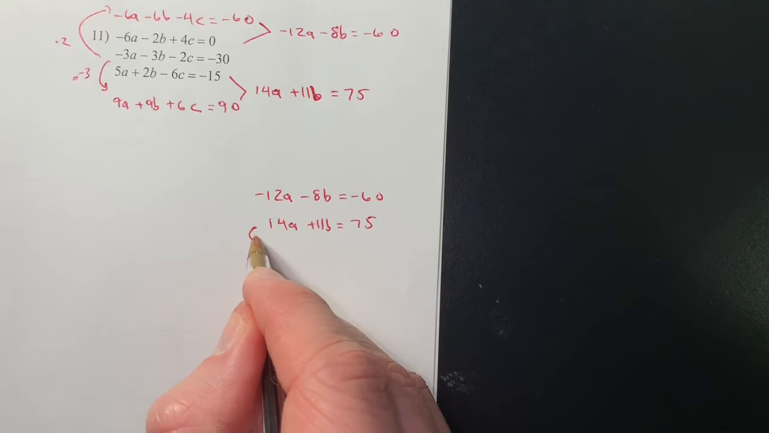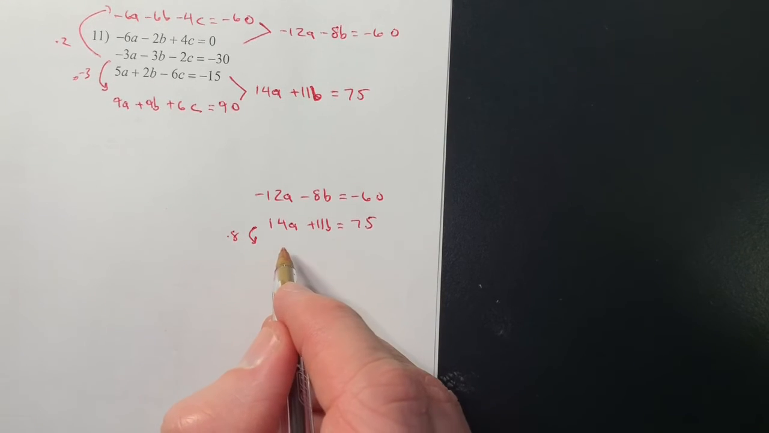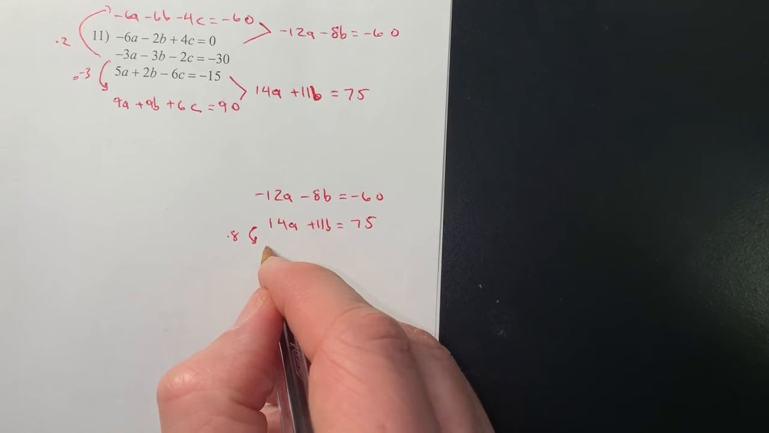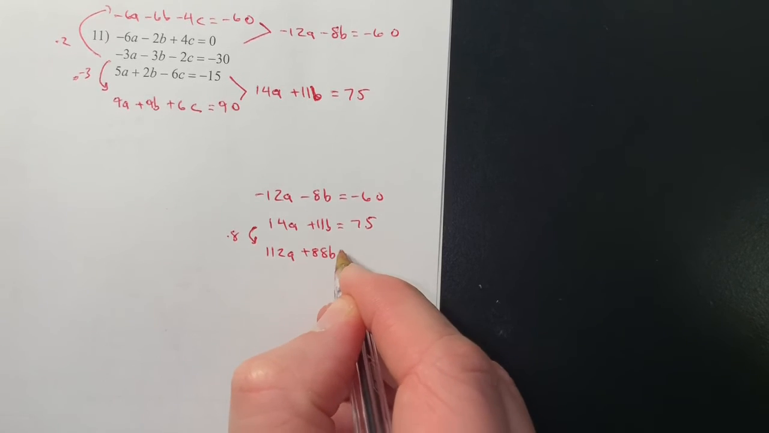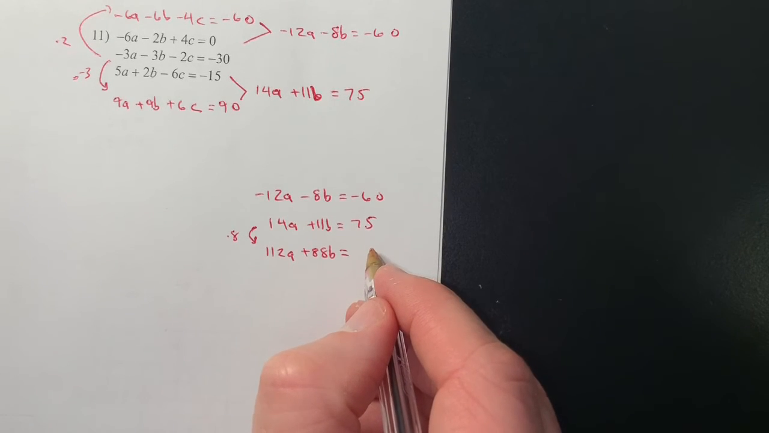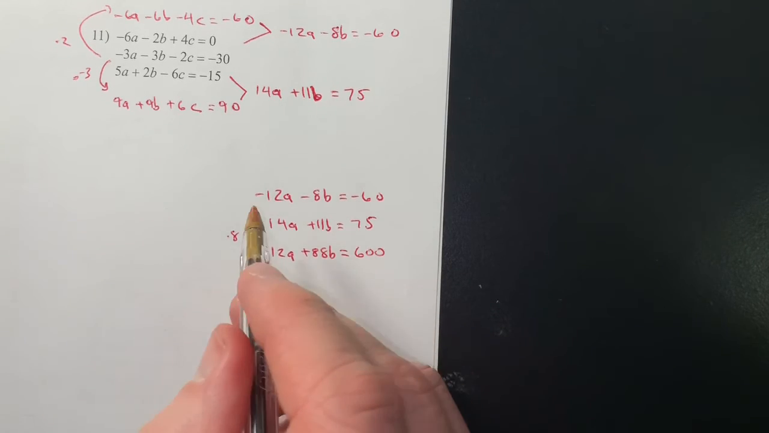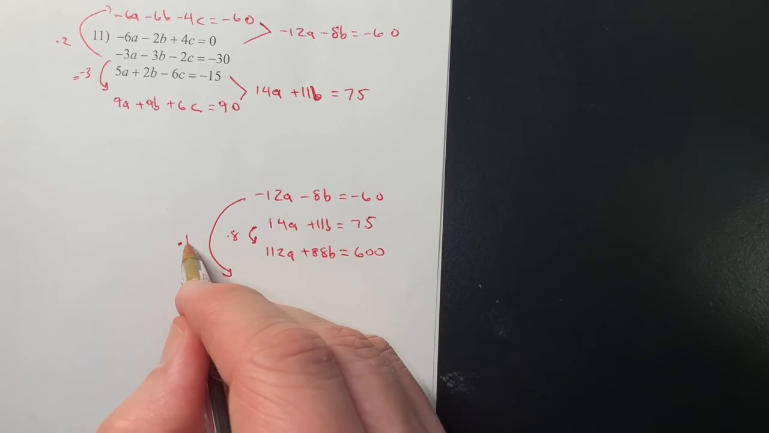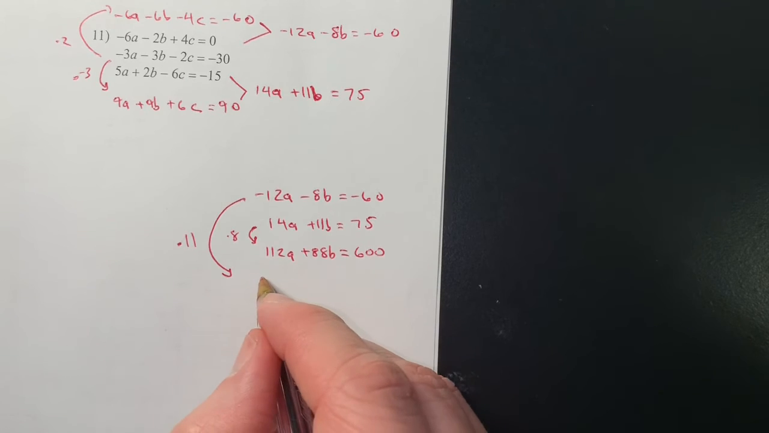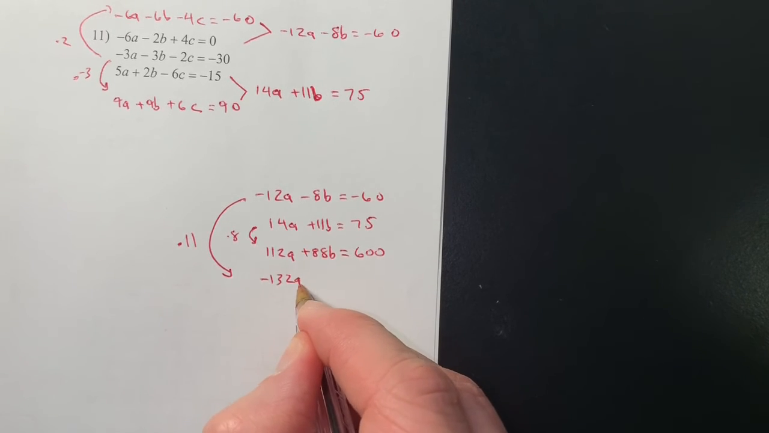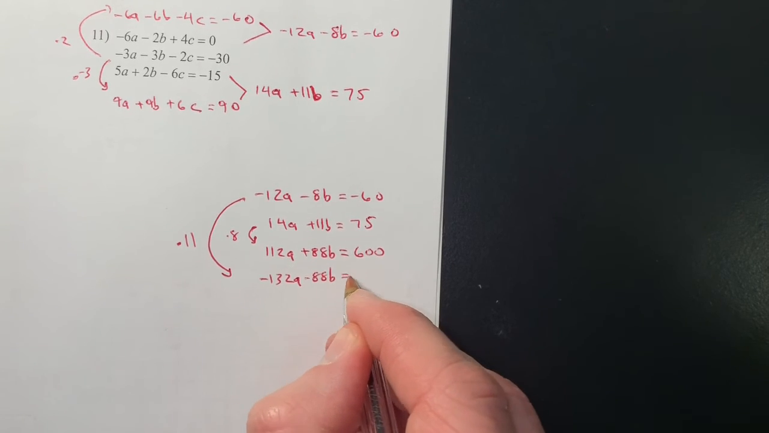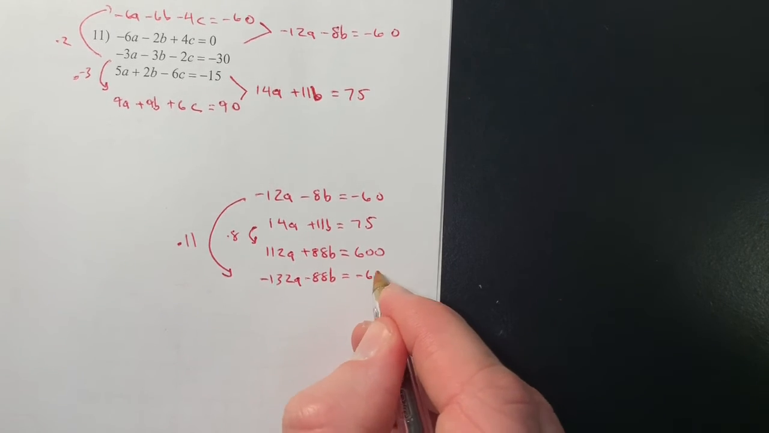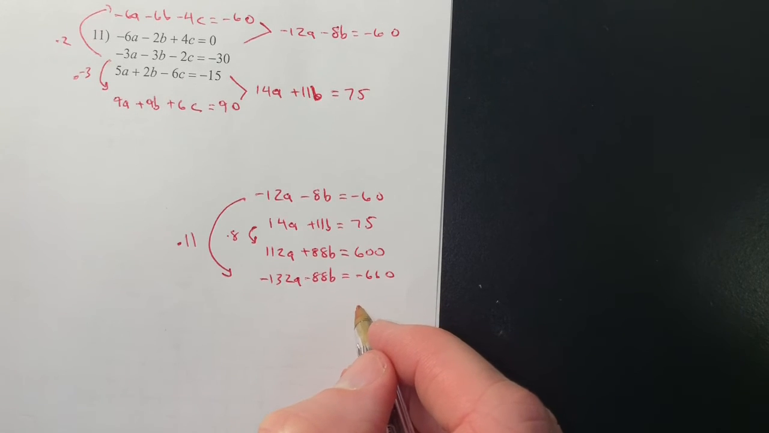So in order to eliminate, I think the easiest is going to be b's. So I'm going to multiply this bottom one here by 8. So I've got 14 times 8, that's 112. So 112a plus 88b. And then 8 times 75 is 600. And I'll multiply this one by 11. Negative 12 times 11 is negative 132a. Negative 8 times 11, negative 88b. And 11 times negative 60 is negative 660.